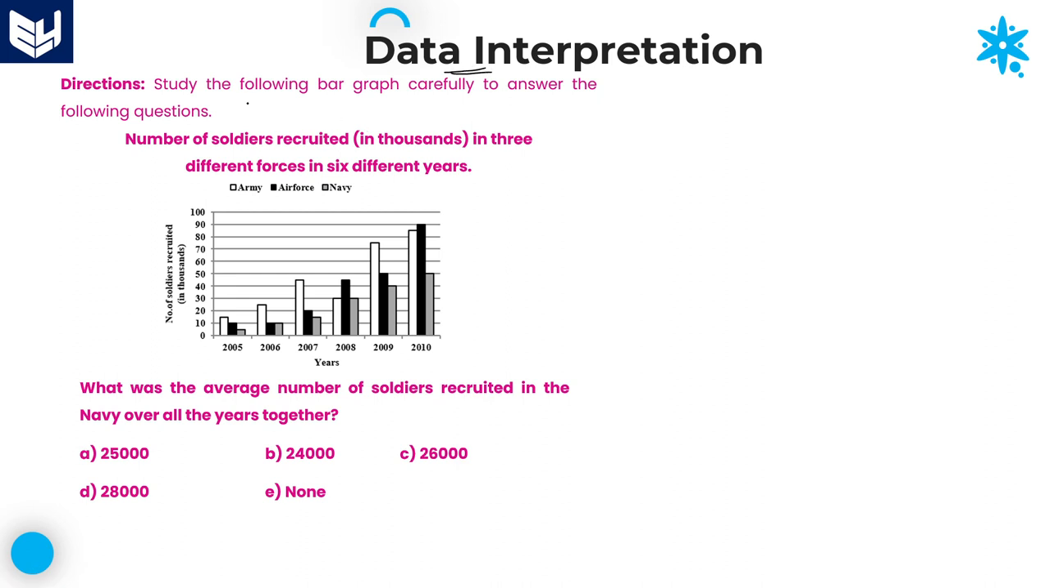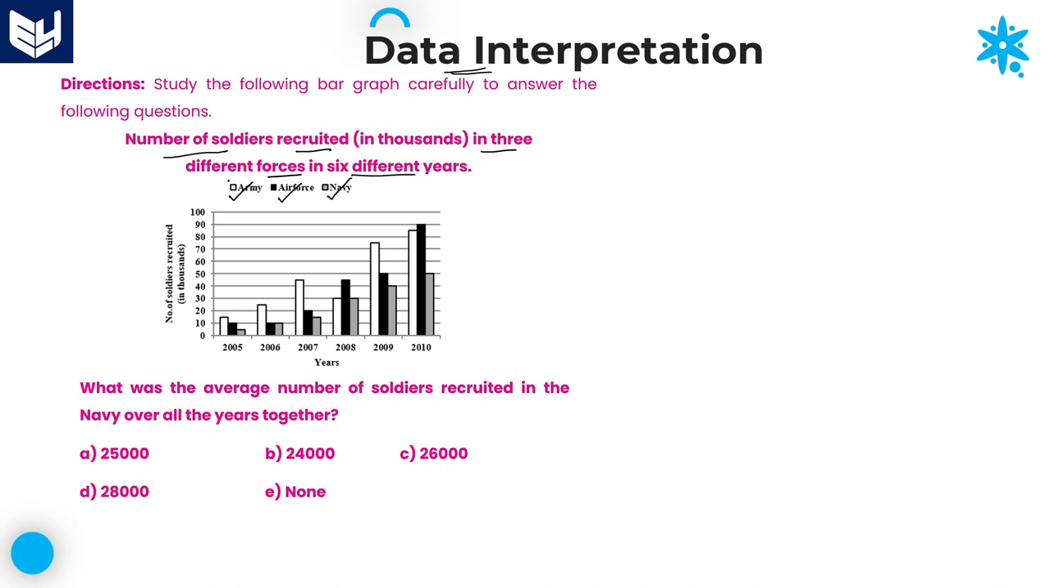First of all, we need to read the information carefully and then solve the questions according to the given information. First of all, see the information which is provided in this bar graph. Here, the information is about the number of soldiers recruited in 3 different forces in 6 different years. The information is very clear: how many soldiers are recruited in 3 different forces. In 3 different forces in the sense, one is army, one is air force, one is navy.